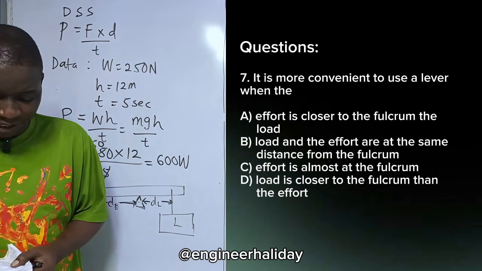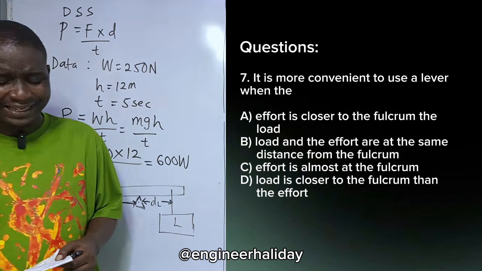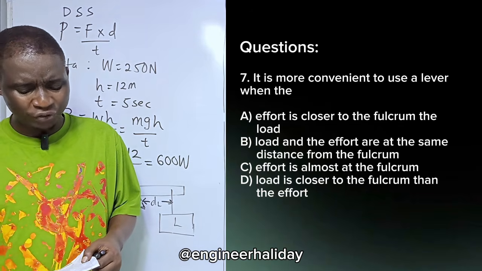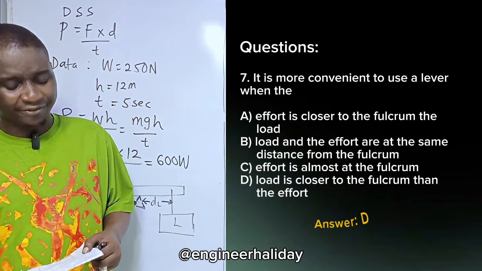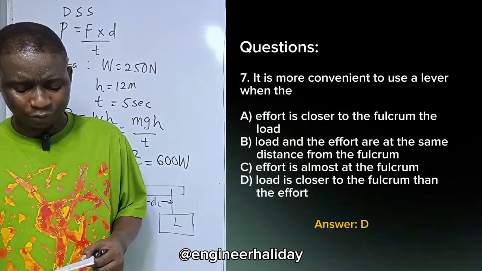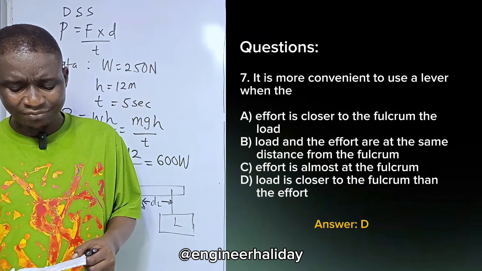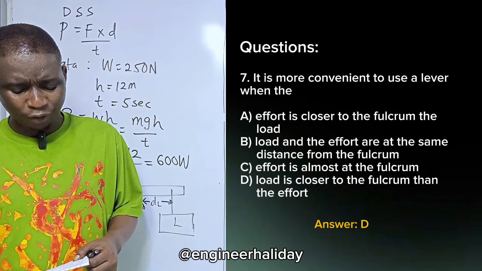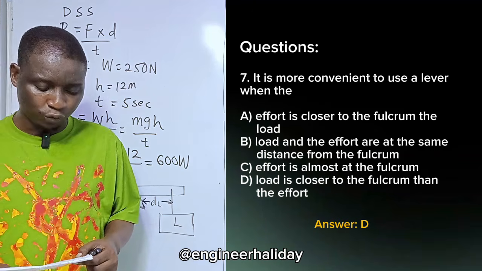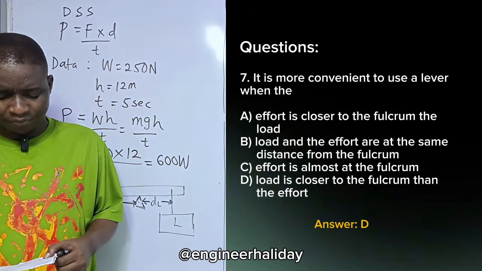So the question now says that it is convenient to use a lever when dash. The option D is the answer. Option A says effort is closer to the fulcrum than the load. B, load and the effort are at the same distance from the fulcrum. C, effort is more at the fulcrum than at the fulcrum. D, load is closer to the fulcrum than the effort.